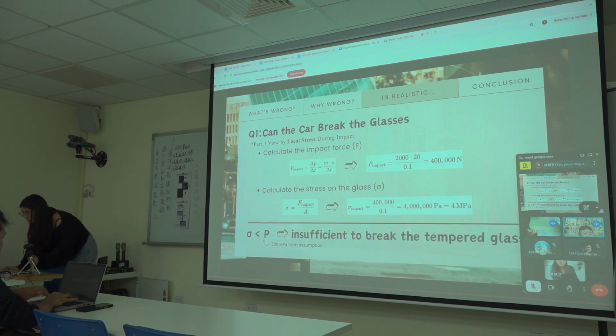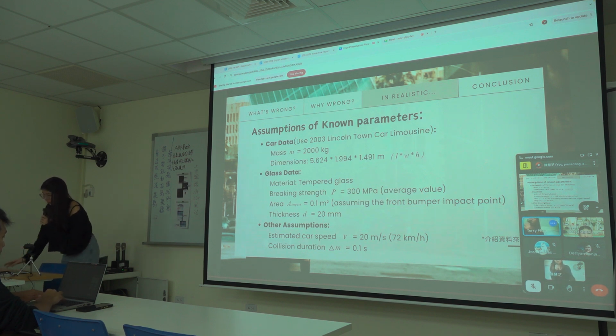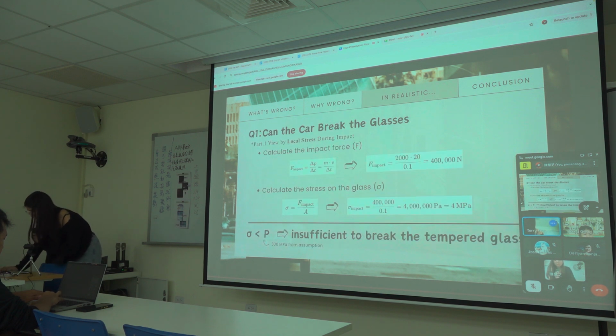So how did you get A? What's A? I searched on the internet, because the car has this front bumper, and this is the part that will contact the glass first. So using this A and the impact force I calculated previously, we get the impact stress on the glass might be 4 million Pa.